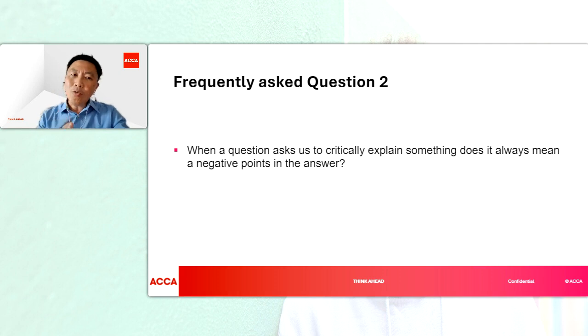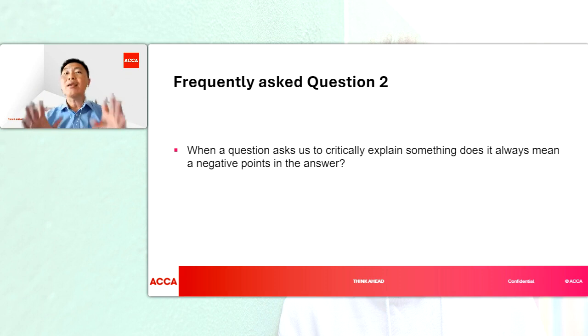If the question asks us to critically explain something, in other words, if the question asks: explain the applications of the dividend valuation model in a company, explain the applications of the capital asset pricing model in deriving the cost of equity of this company. Does it mean we need to challenge the validity? Does it mean we have to criticize the limitation of the model? The answer is no.